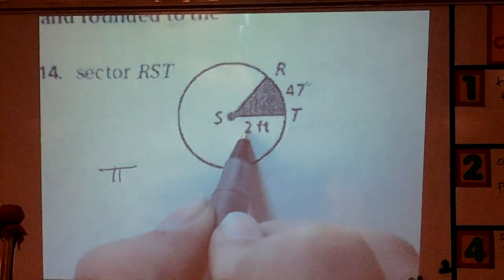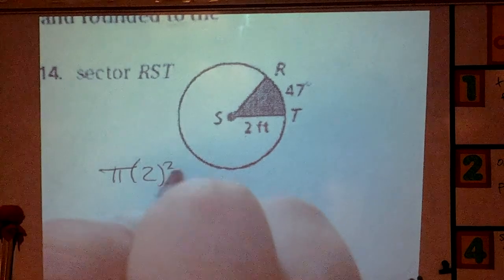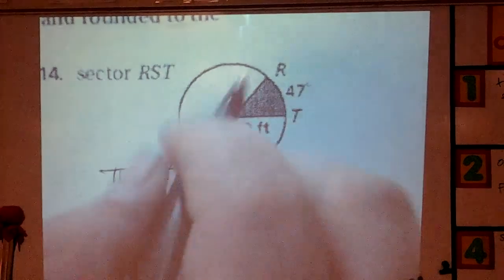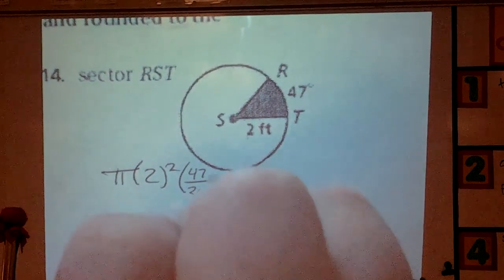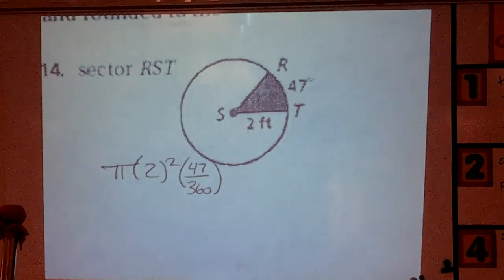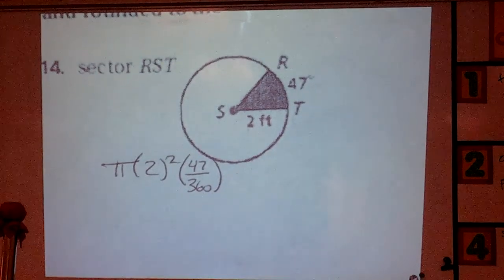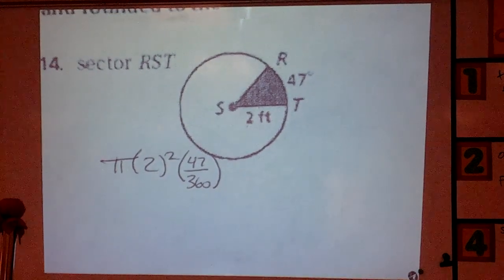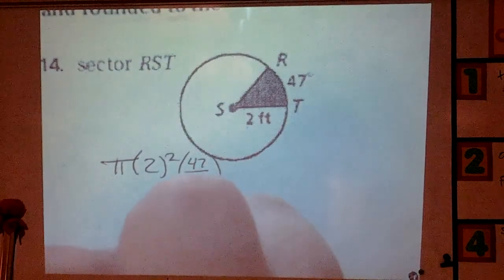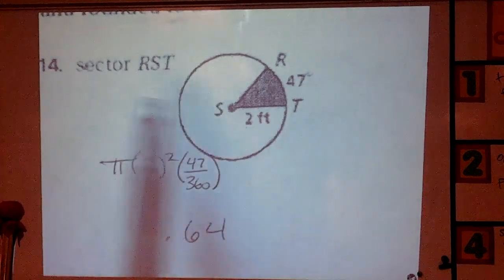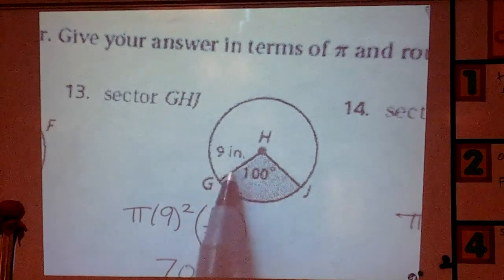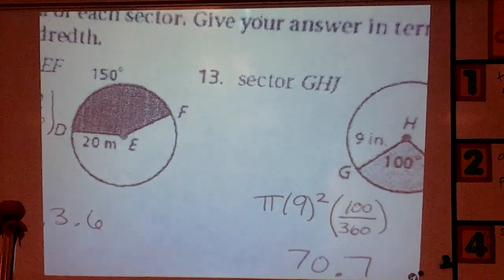Your radius is 2, so 2 squared, times the fraction of the circle I care about, which is 47 out of 360. Type that in. And I got 1.64. Now that one seems smaller than the other ones, right? But look, this radius is 2 as opposed to my radii of 9 and 20. So it makes sense that that number is really small. It doesn't mean I did something wrong.